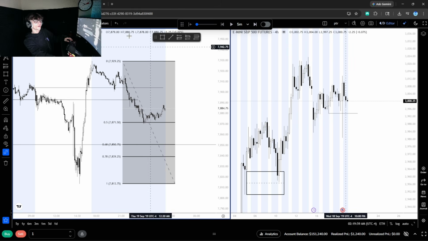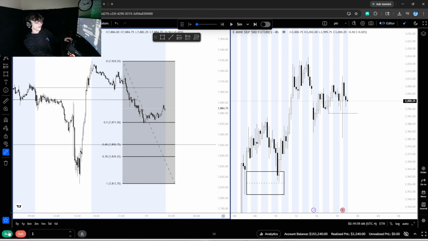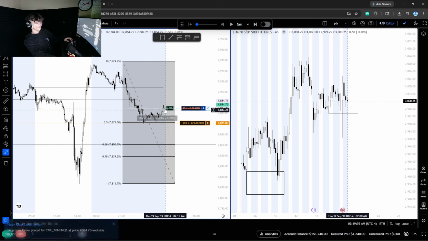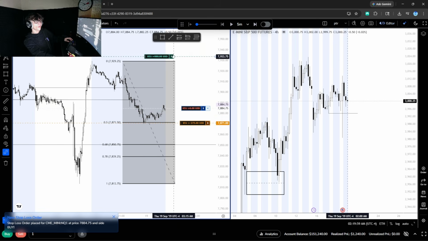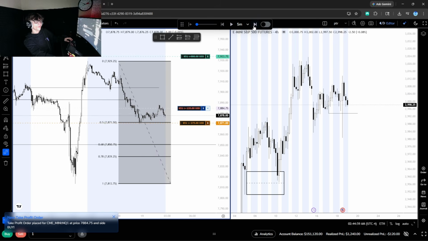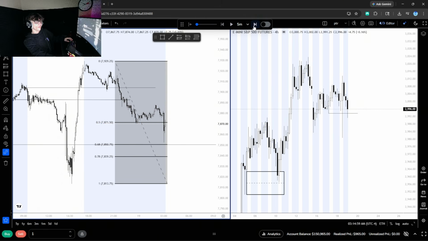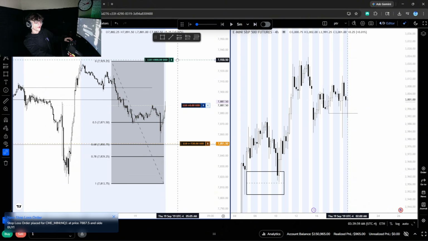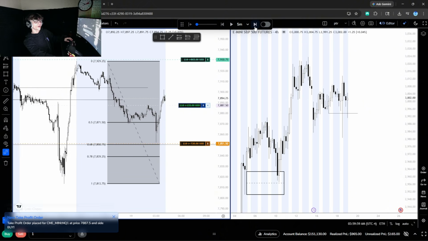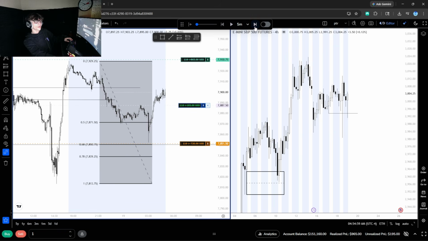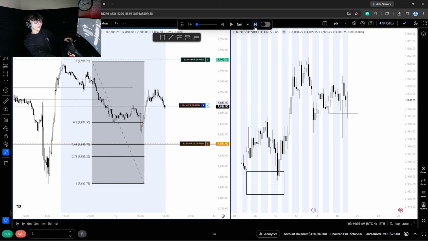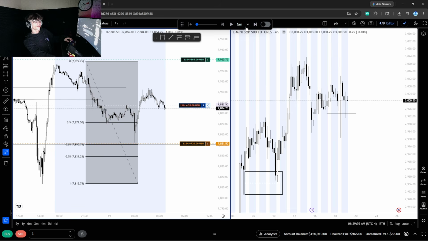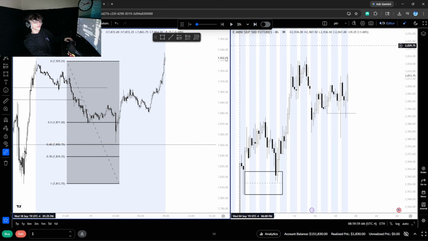Alright, so I'm going to use this 4-hour rejection block to give it a little attempt here. But if it wicks me out, it's fine. It's literally gonna go to the same draw on liquidity. We're doing draw on liquidity, so that's all I really care about. If I get wicked out and then it fails, it's all good. Just gonna hurry up on this. It's taking too long. I'm getting antsy.